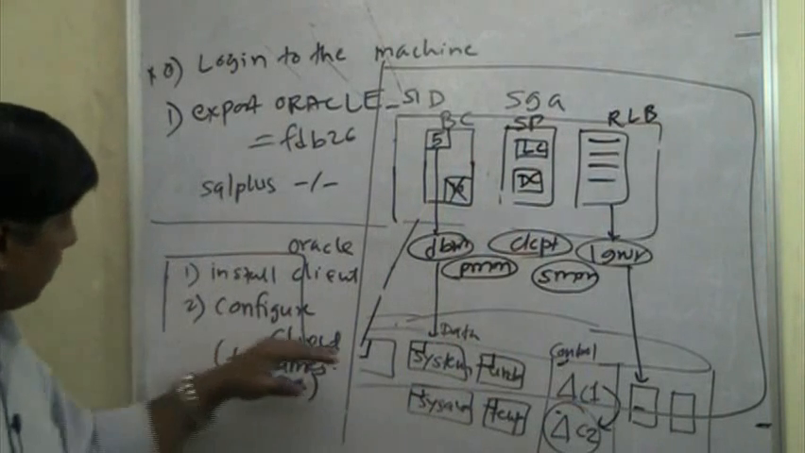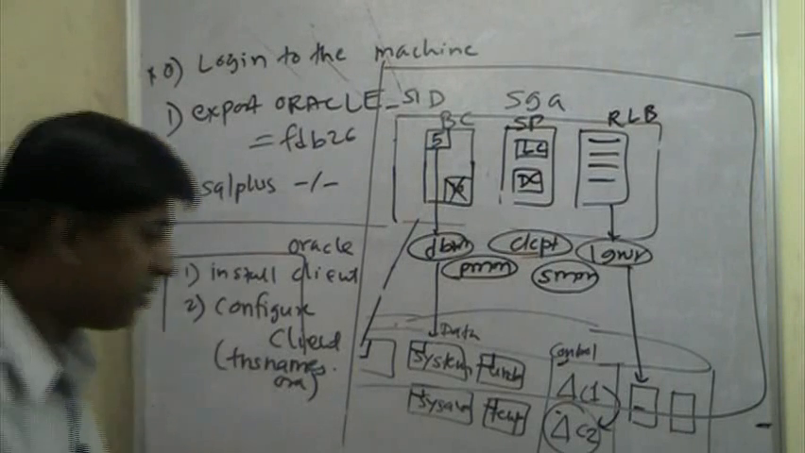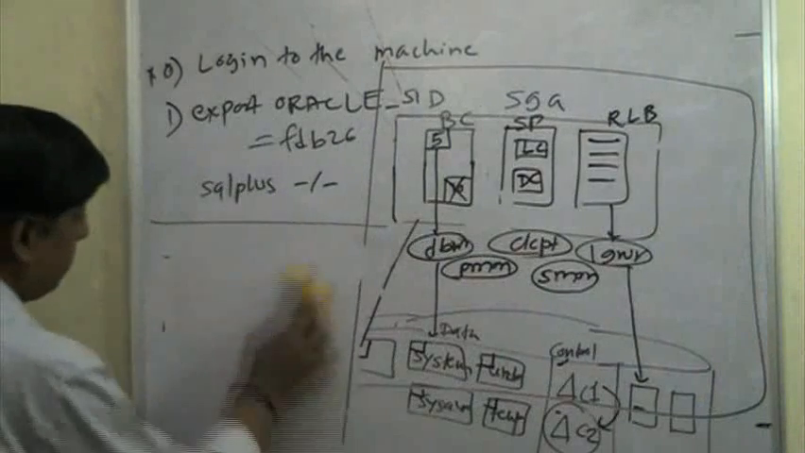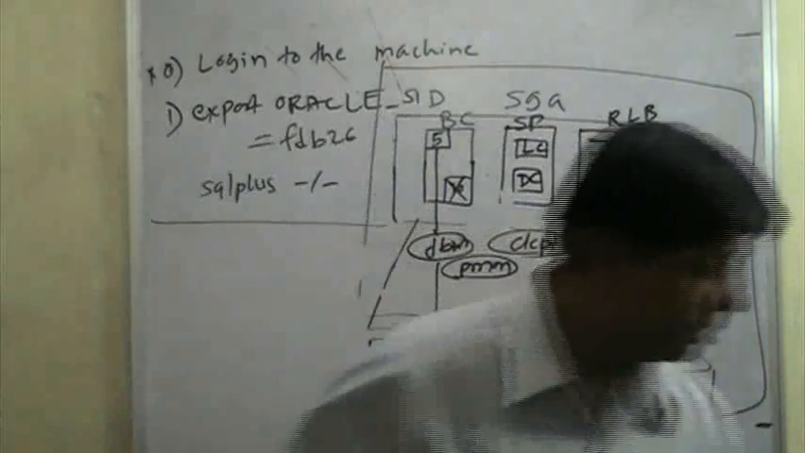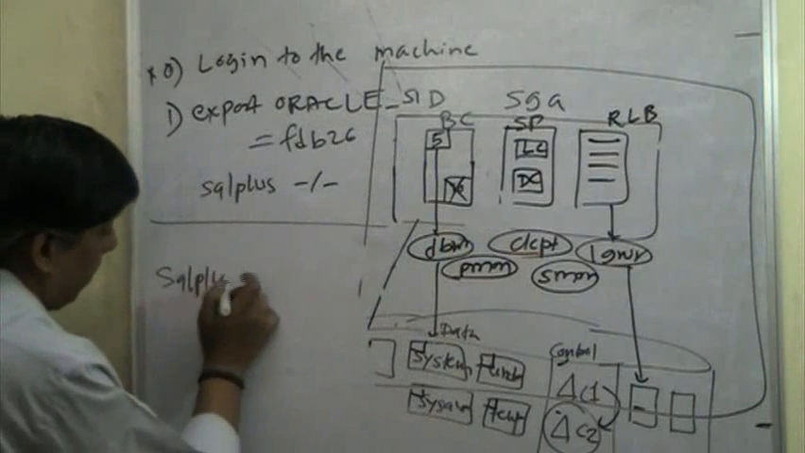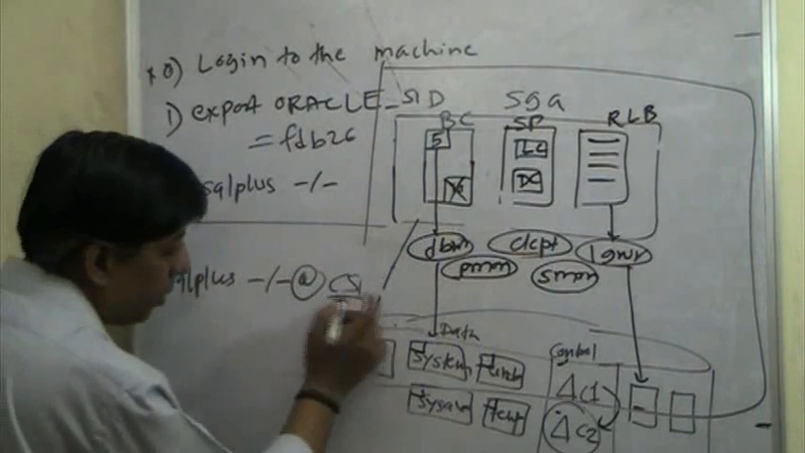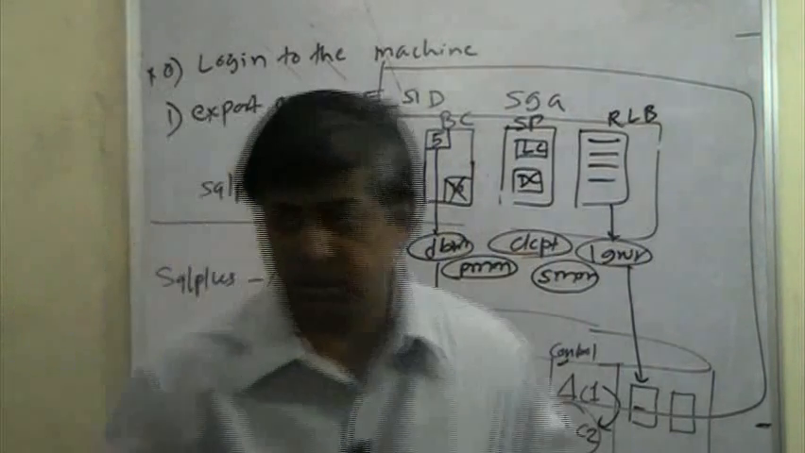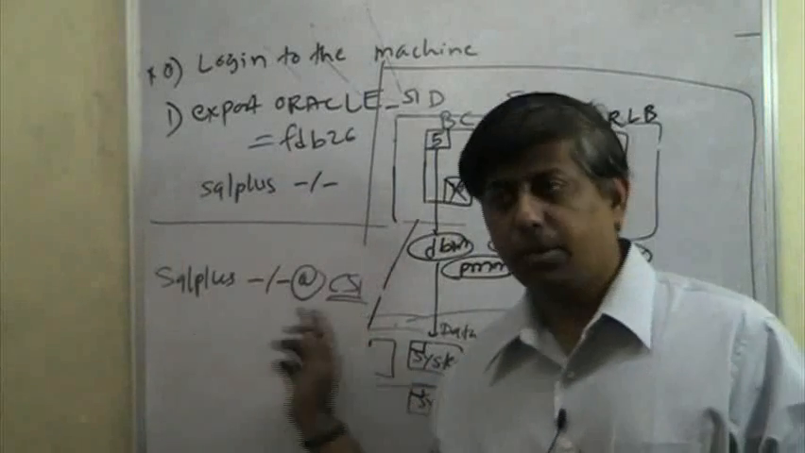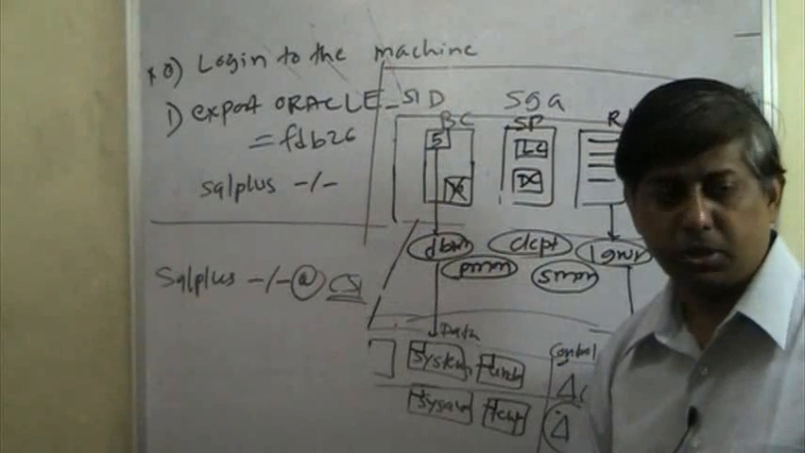So you configure the client, which means you make an entry inside the tnsnames.ora file, and then after that you just type this command: sqlplus user ID/password@ and the connection string, whatever you have created inside the tnsnames.ora. This is how it will work. No need to know the password of the host machine.